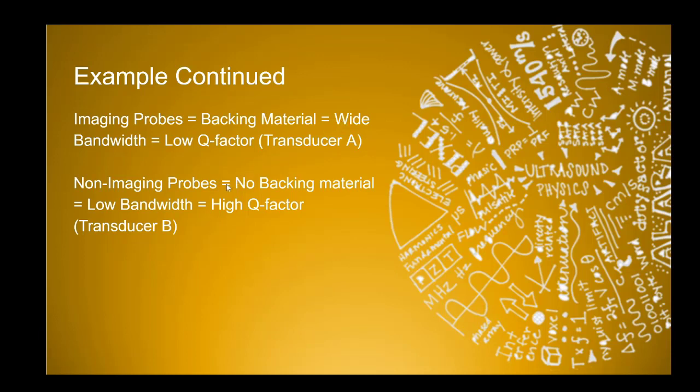Transducer B is probably closer to a non-imaging probe, and that last example that I showed you with the continuous wave probe is definitely a non-imaging probe. So they don't have any backing material. They're going to end up with a lower bandwidth and a high Q factor. So low Q factor is associated with backing material. High Q factor is associated with no backing material. Low Q factor is associated with wide bandwidth. High Q factor is associated with low bandwidth.